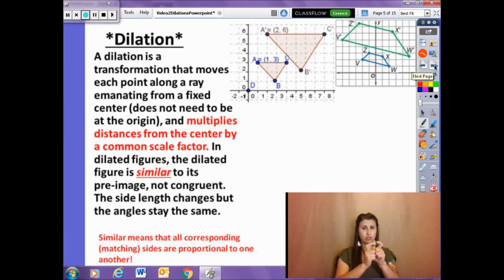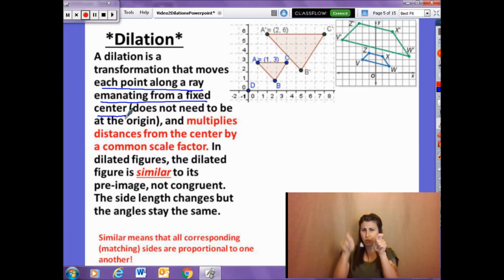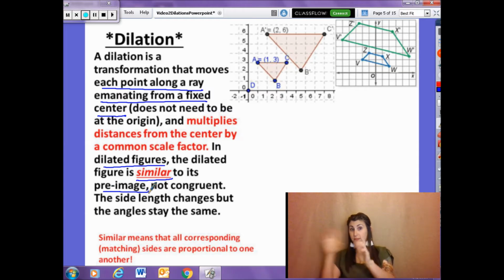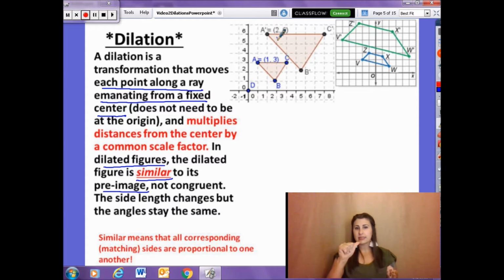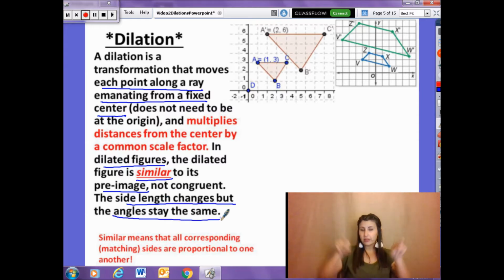A dilation is a transformation that moves each point along a ray, coming from a fixed point. And it does not need to be the origin. In dilated figures, the dilated figure is similar to its pre-image, not congruent. So if I have a small one and I have a bigger one, it's not congruent. It's not the same exact size. It's similar, meaning it's proportional. The side length changes, but the angles stay the same.